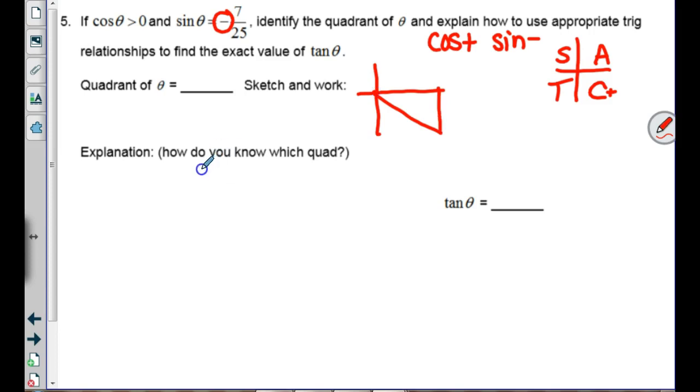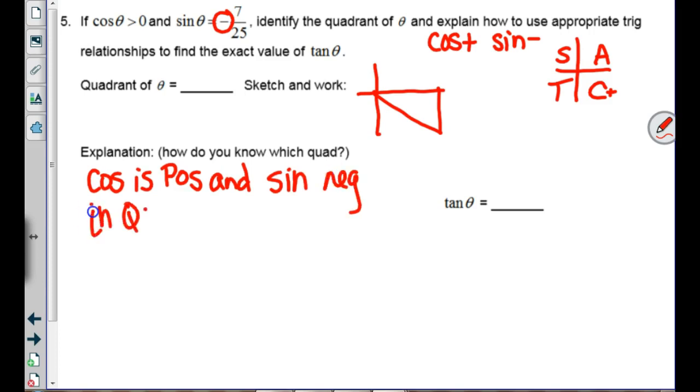I don't know if this is an explanation question. It might be. If it is, I would just say cosine is positive and sine negative in quadrant 4. I don't think you have to get too much more specific than that. So this was 4. You can use Roman numerals or not. I'm not picky. If we label this, we have the sign. Where do those numbers go? Opposite over hypotenuse.